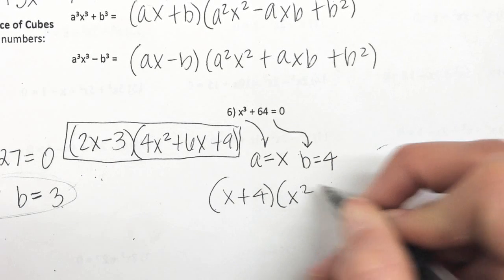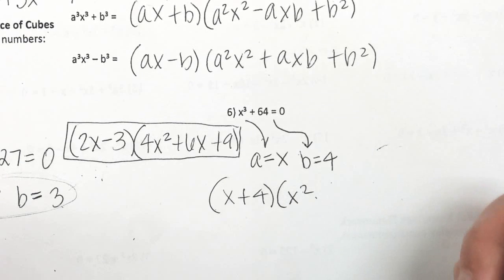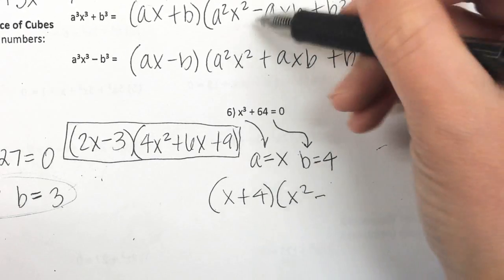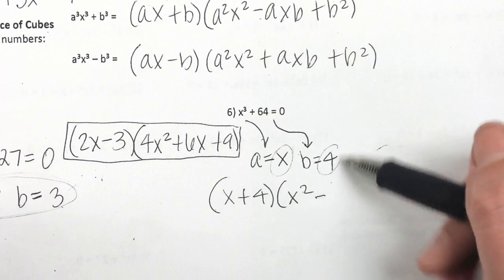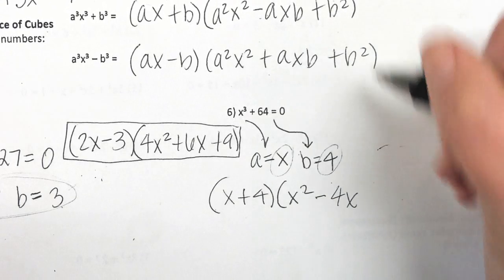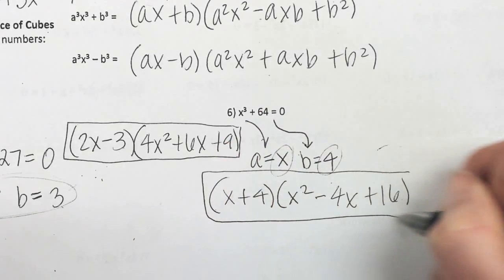X squared. 16. No. Is it minus? Minus, because of the minus. And then A times X times B, so just these two multiplied together. 54x. And then B squared, plus 16. Good. So this one is kind of weird.